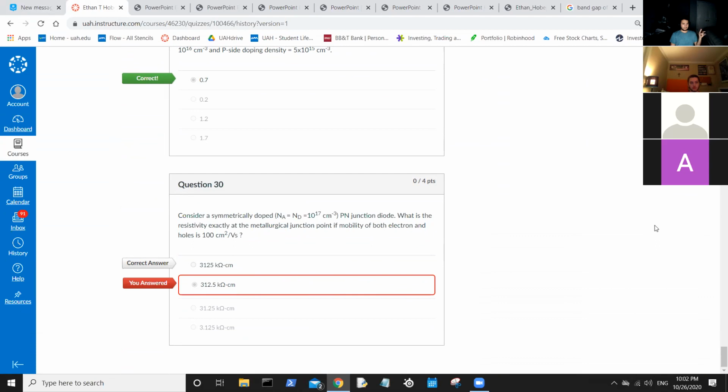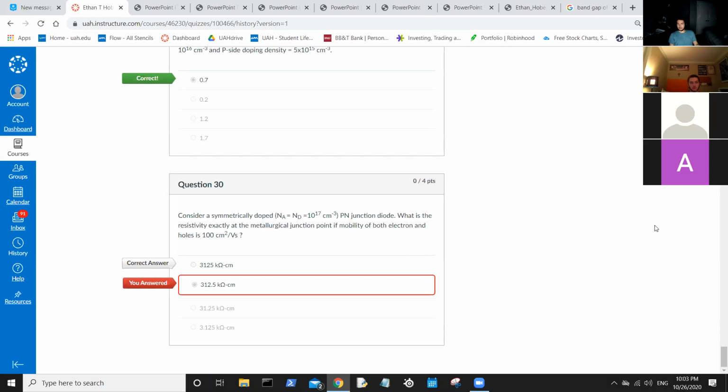Yeah. So I don't understand what we did wrong here. All right, so what it should be is, this is symmetrically doped. So we can assume, since it's symmetrically doped, that the point where the holes and the electrons intersect is at the junction point here. Yeah. That simplifies this.